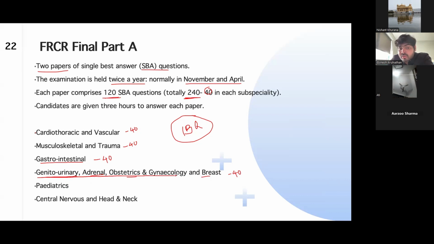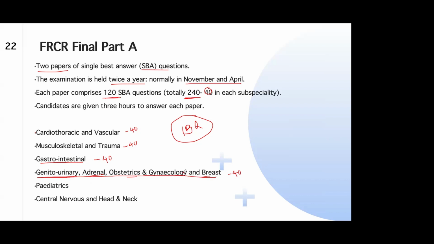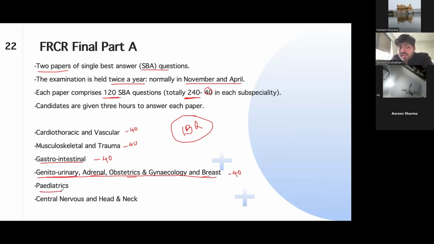So you'll have to plan your preparation in such a way that you don't spend the same time on the genitourinary system that you spend on the gastrointestinal system, because gastrointestinal is going to give you 40 questions, but genitourinary is just going to give you 10 questions. And pediatrics will give you 40 questions. Pediatrics is something that people usually neglect, but pediatric radiology is going to solidly give you 40 questions. CNS and head and neck again will give you 40 questions.